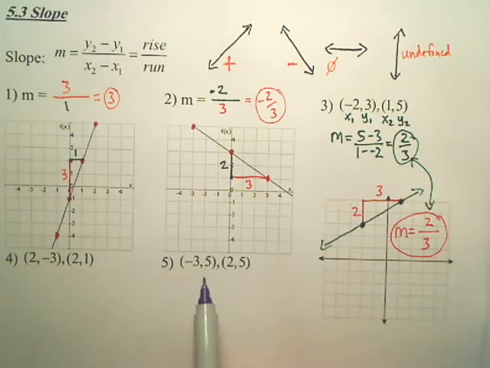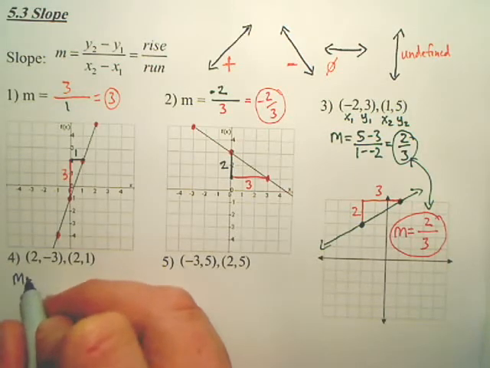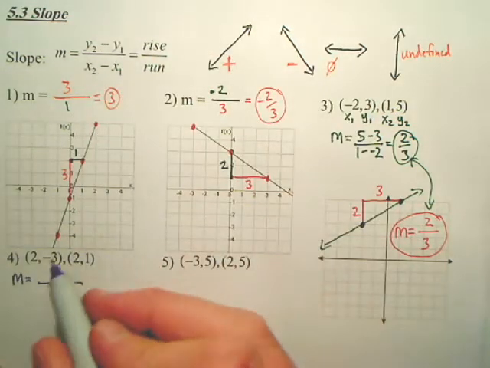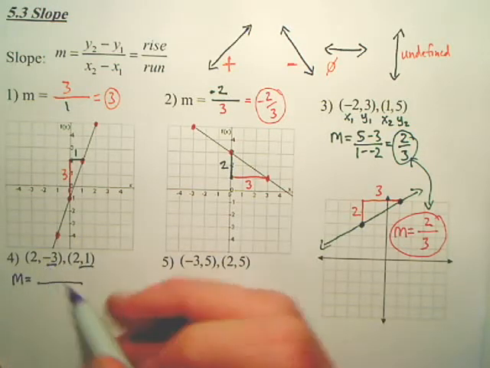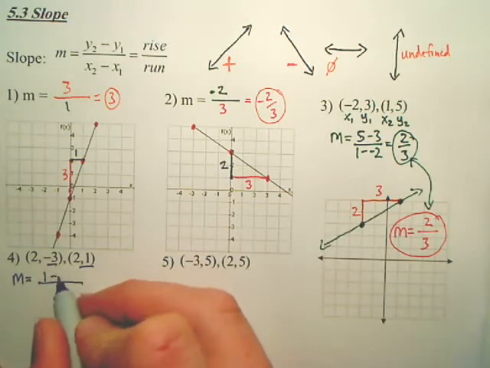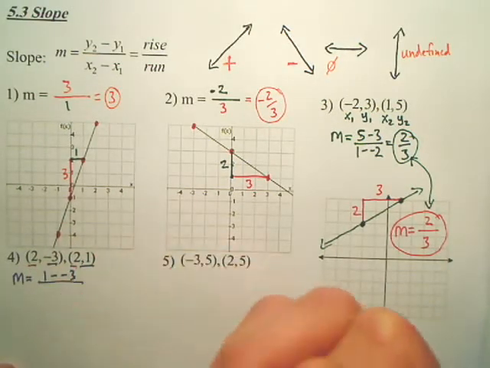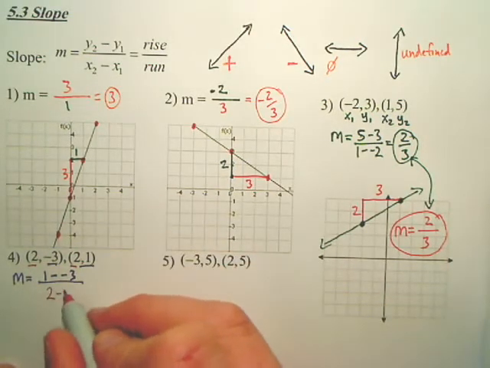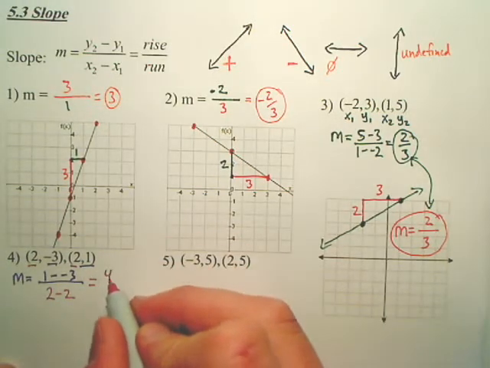Now, 4 and 5, I'm not even giving you graph paper. Let's find the slope the long way. Not the long way, sorry, with the formula. So let's start with those two numbers. Which one's going to be first? Isn't the second one then the first? So 1 minus negative 3. And the bottom, aren't you going to subtract those two? So isn't that 2 minus 2? Doesn't that give us 4 over 0?